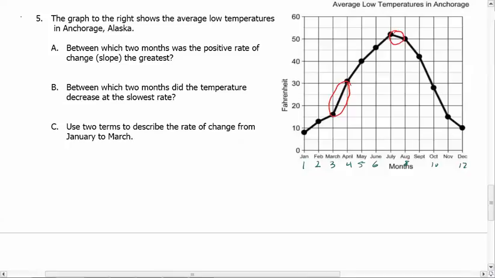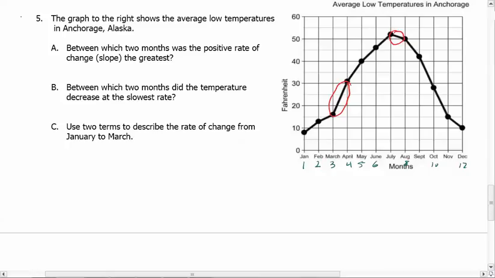Letter C, use 2 terms to describe the rate of change from January to March. All right, well, the first term I would use is positive because it's a positive increase. And the second term that I would likely use is that it is increasing. And so increasing and positive generally tend to go together. They mean about the same thing. All right, so there's just looking at rate of change.